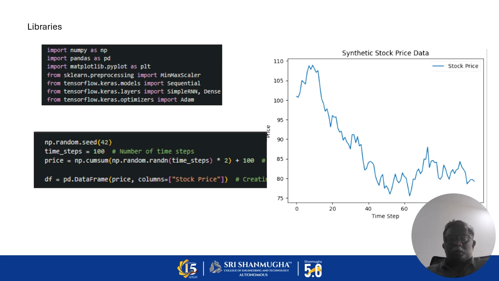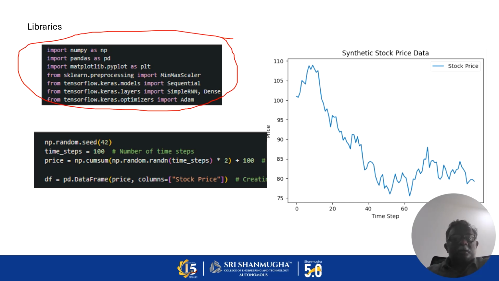Now we are going to look at the price of the stock, and these are the libraries to be imported in Python. NumPy is for numerical operations, this is for data manipulation, this is for plotting, and this is for normalization. Since we use this in an RNN, we use a stack of layers with a Sequential model, and I'm going to use a SimpleRNN with Dense, and for updating the weights we are going to use the Adam optimizer. These are the libraries to be imported before we move on to the RNN.